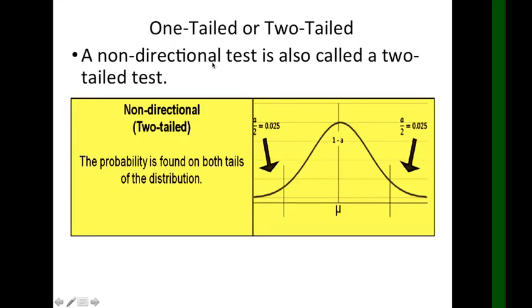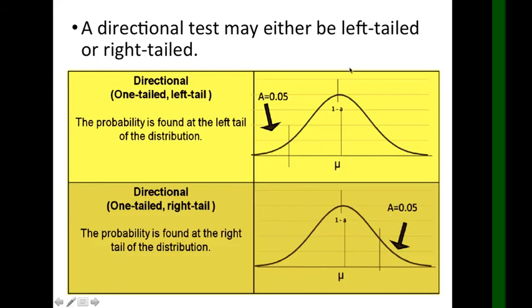So, the non-directional test is called the two-tailed test. In the two-tailed test, the probability is found in both tails of the distribution. Pag two-tailed, non-directional. So, nahahati yung ating normal curve, ayan, into two. It's either positive or negative. Kapag naman directional test, may either left-tailed or right-tailed. So, pag sabing one-tailed left-tailed, the probability is found on the left tail of the distribution. So, dito makikita yung probability. Pero kapag the right tail, so meaning to say, the probability is found at the right tail of the distribution.